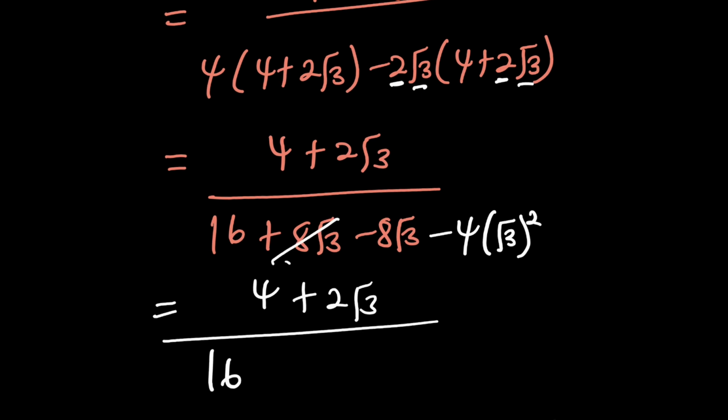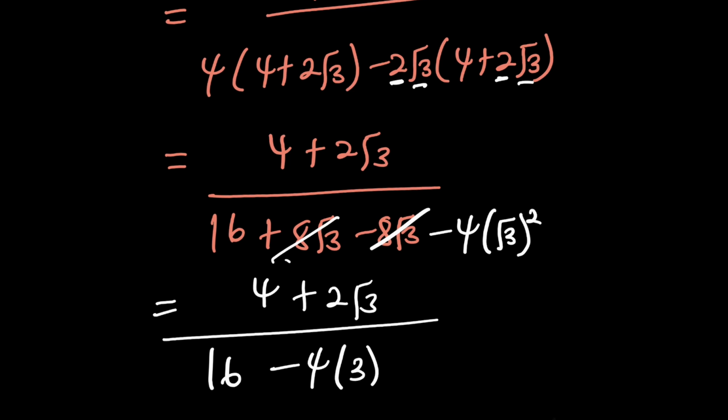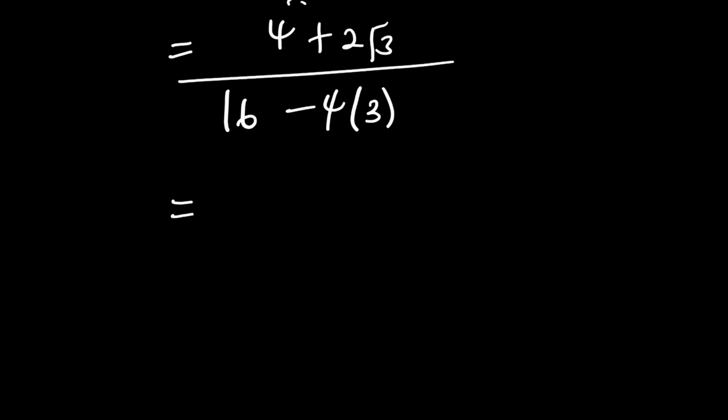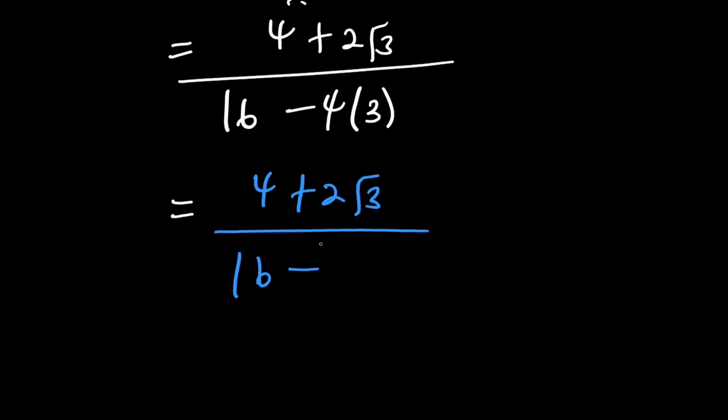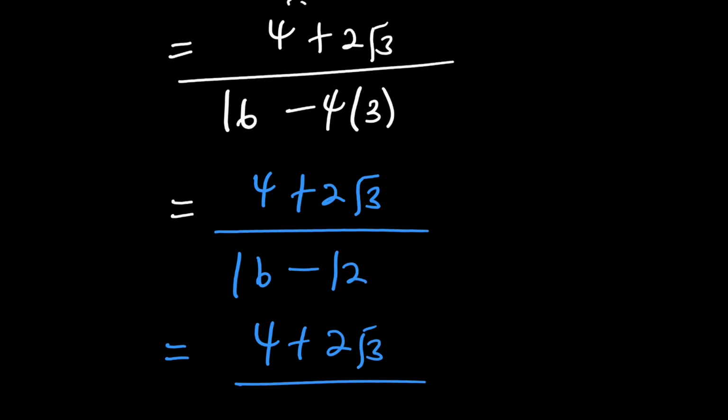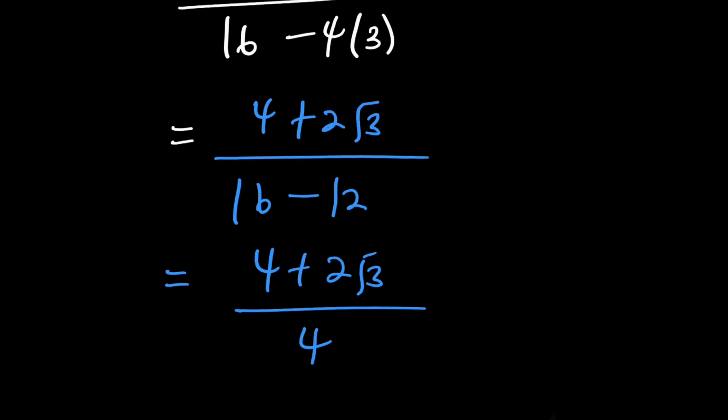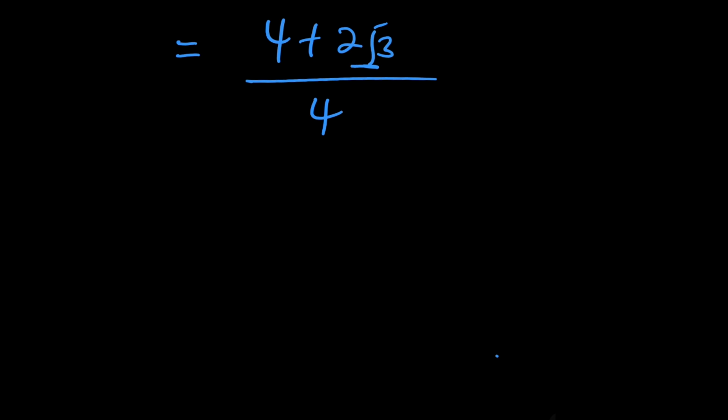So this and this can cancel out because it's 8 root 3 minus 8 root 3, so that will give you 0. We're going to have minus 4 root 3 squared, but we know root 3 squared is what? 3, okay? Good. So we are going to get 4 plus 2 root 3 all over 16 minus 4 times 3. 4 times 3 is what? 12. So this is going to give us 4 plus 2 root 3 all over 16 minus 12, which is 4. So over here, we can still cancel out, because we have 4 plus 2 root 3 all over 4.